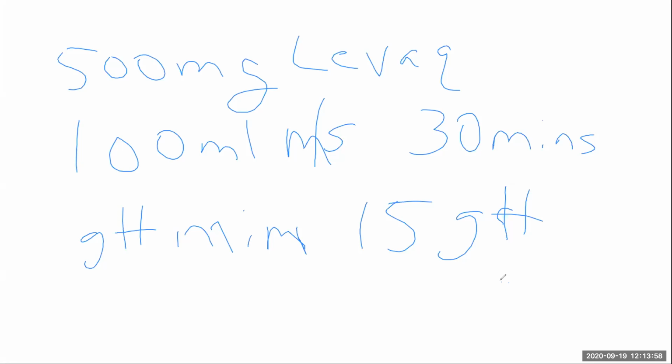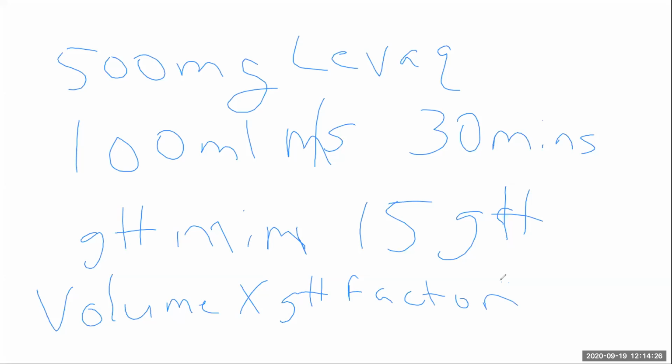Okay, so now it's asking for drops per minute. What you always want to do is look at the question. What's the question asking me for? Drops per minute. So for drops per minute, what is our formula? It's volume times the drop factor over minutes.